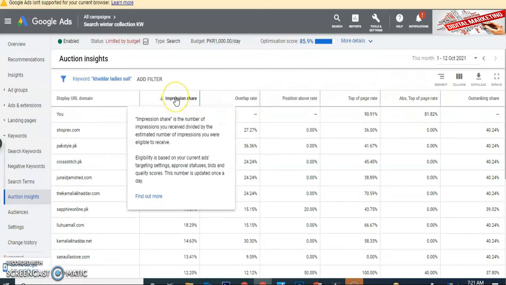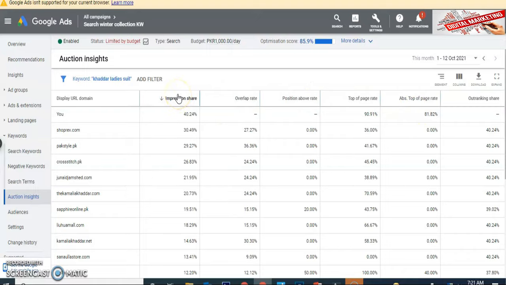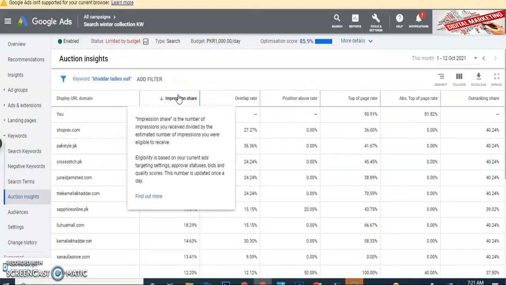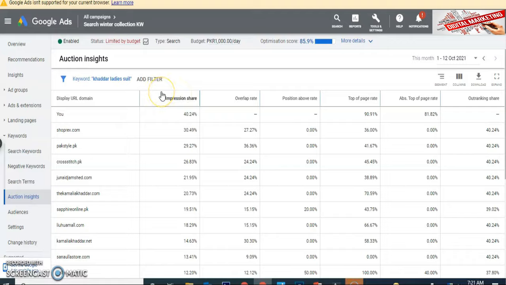The first is impression share. This calculates how many times your ad appears when someone searches for Khaddar lady suit on Google. I am repeating, how many times your ad is appearing when someone is searching for Khaddar lady suit on the Google search engine. Your ad is appearing just 40.24% of the time. Why is it so low? It should be approximately 80 or 80 plus.